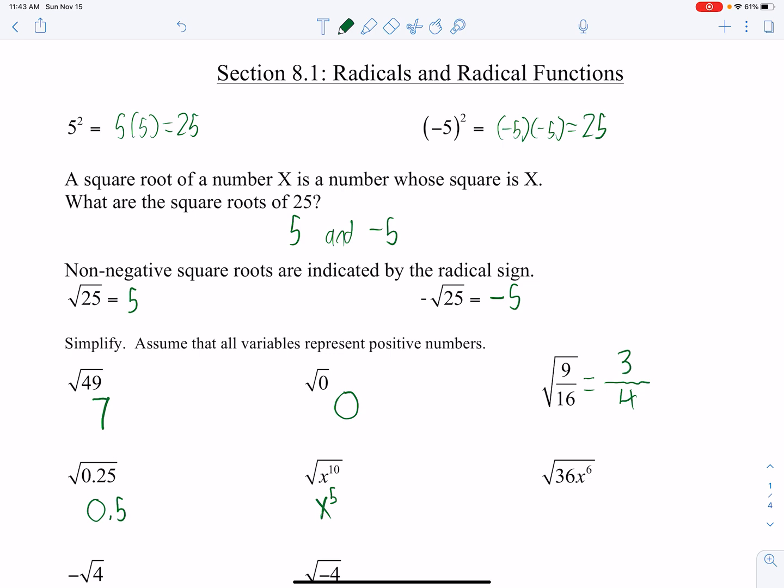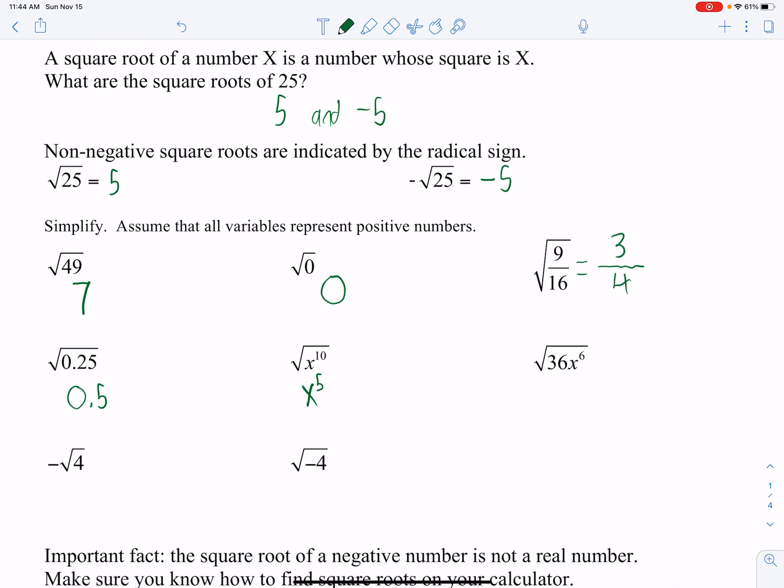And a lot of the times in this chapter, we're going to have combinations of numbers and variable expressions. For example, the square root of 36x to the 6th, we want to calculate first the square root of 36, which is 6, and then for the square root of x to the 6th, we divide the exponent by 2, and we have x cubed.